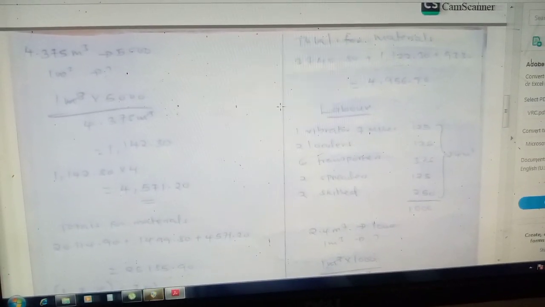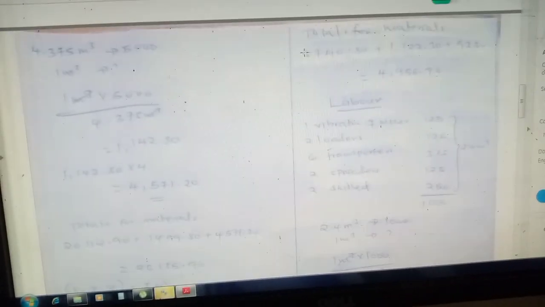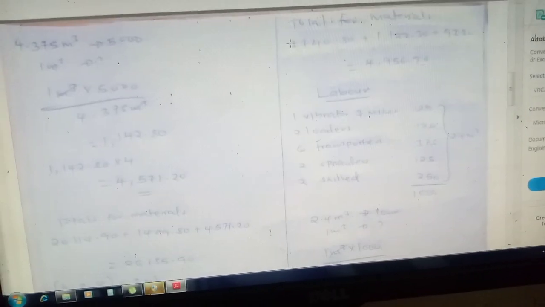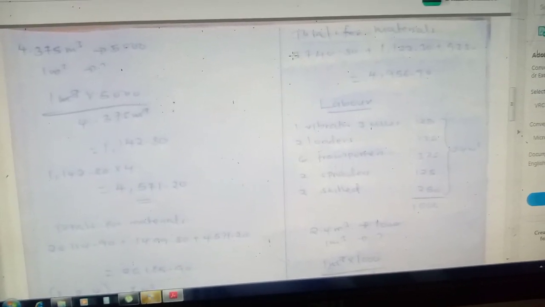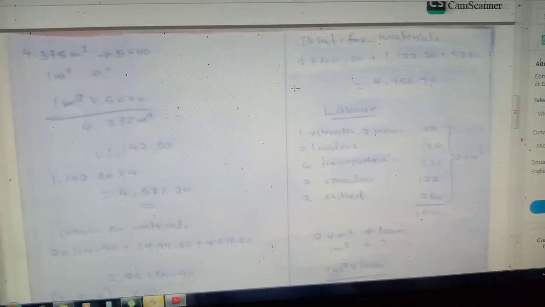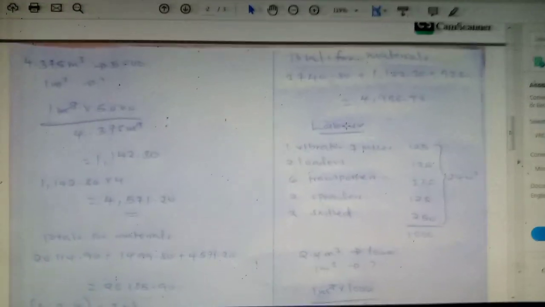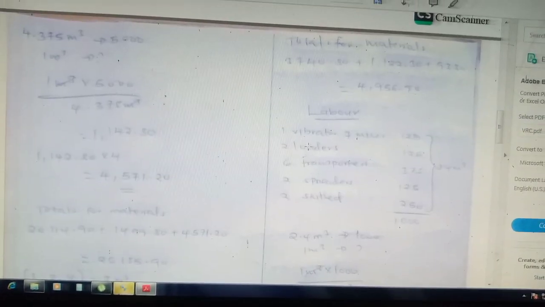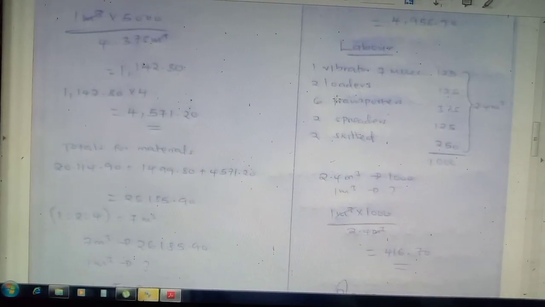After the two allowances, you then get the entire totals for materials, including the allowances, whereby you add the 3,740.80 plus 1,122.30 plus 93.30. You'll get 4,956.90. So that is the total cost for materials that will do that specific work. Then you go to the second item, which is labor.